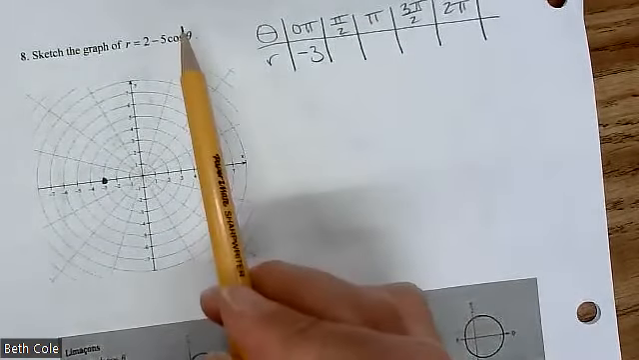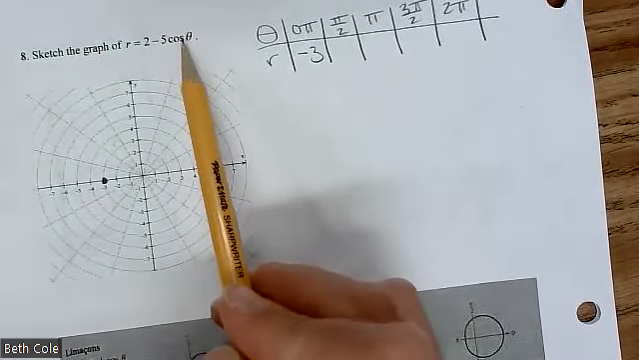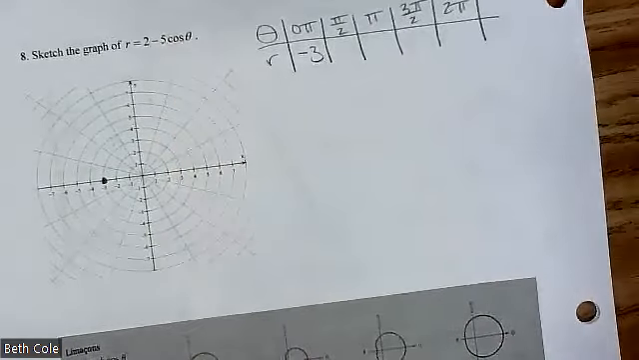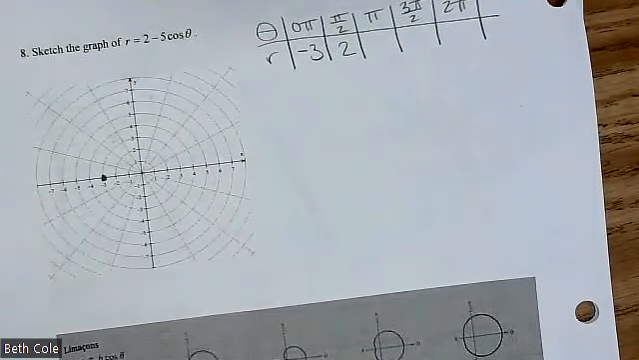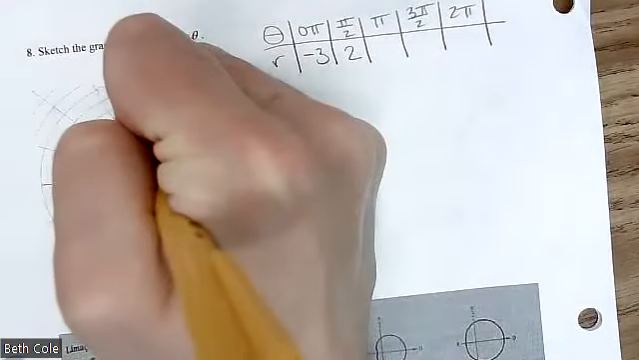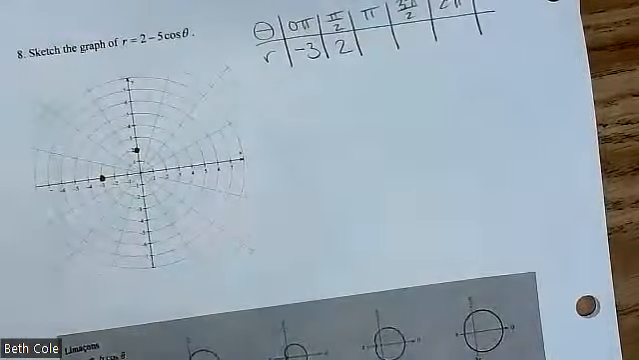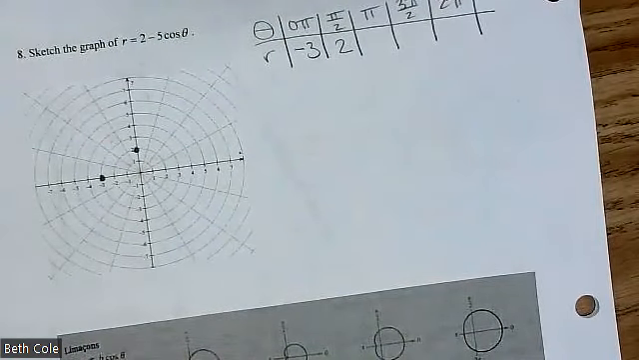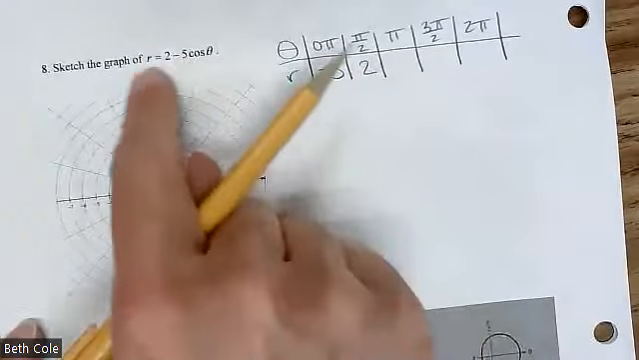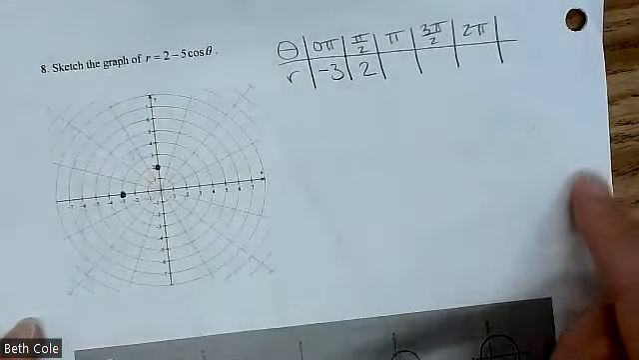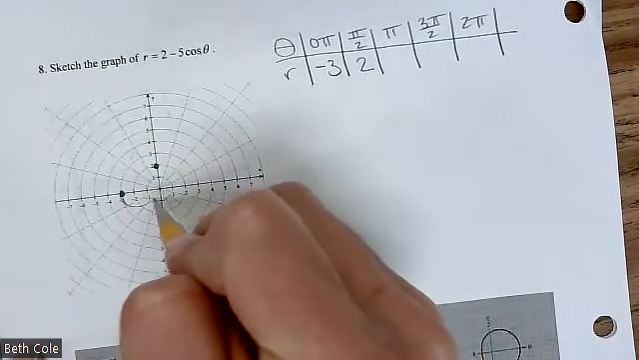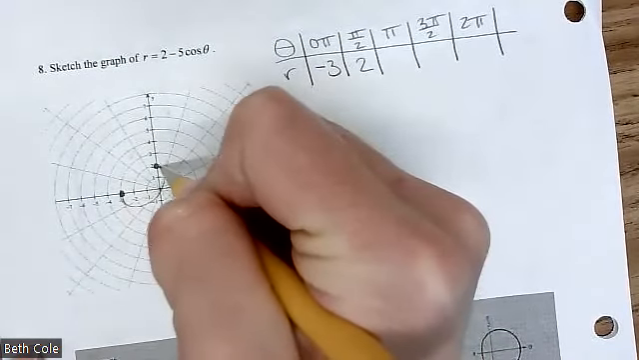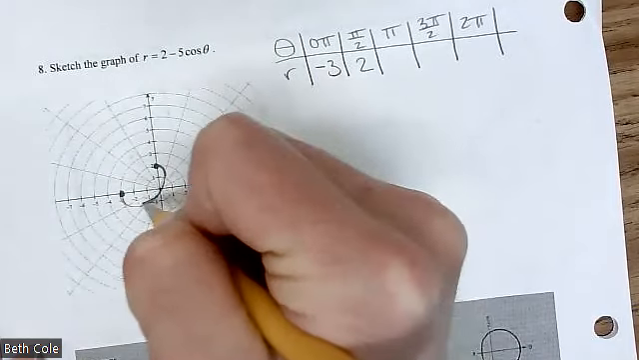All right, plugging in pi over 2. Cosine of pi over 2 is 0. So you get 2 minus 0, which is 2. So that's going to be right here. Now, when you connect those, you will go through the pole. These always go through the pole. And if you set this equation equal to 0 and solve it, you'll get an answer. It's going to travel through the pole on its way there. So this is what we have so far.